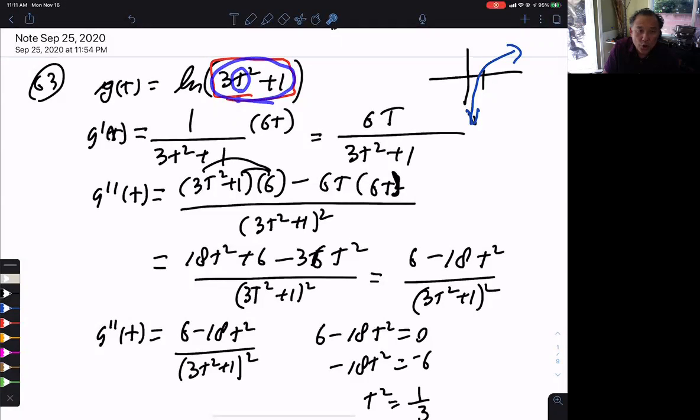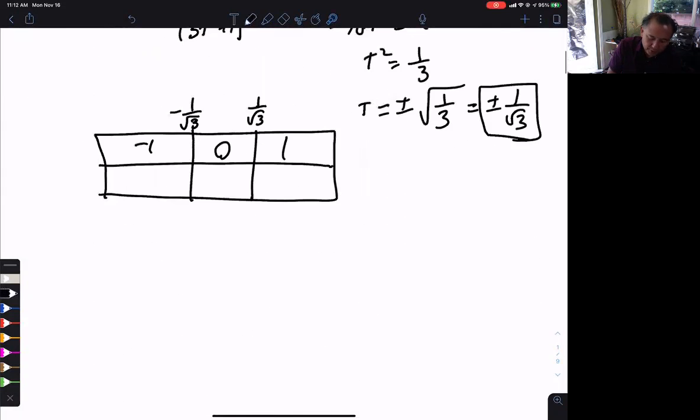And the answer is no, because if I put a 0 here, I get 1. Any other number here squared is positive. A positive plus 1 is always positive. So the domain is all real numbers. So my left bound and my right bound will be -infinity, infinity.